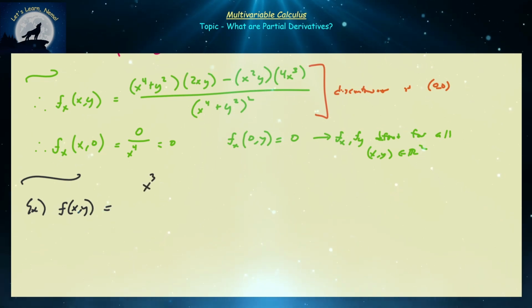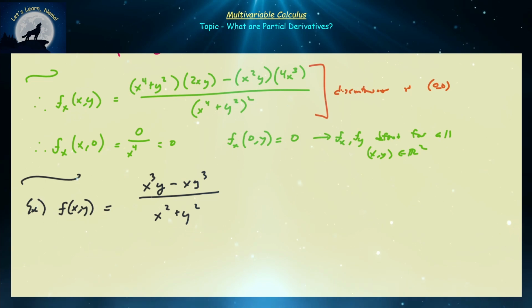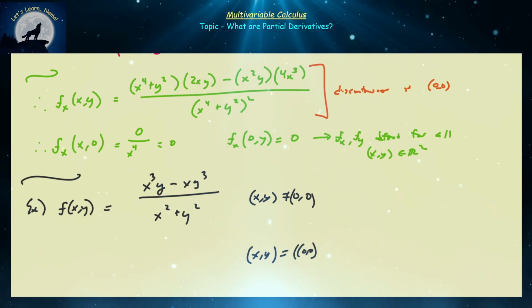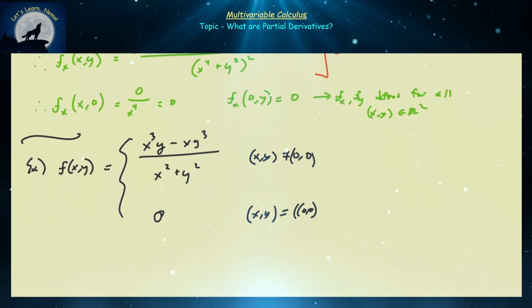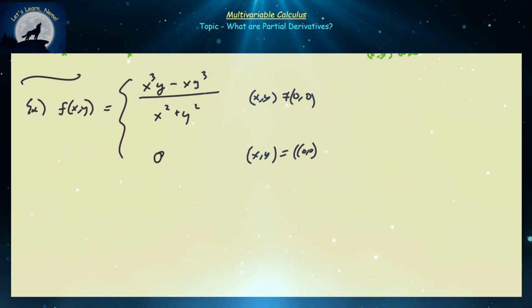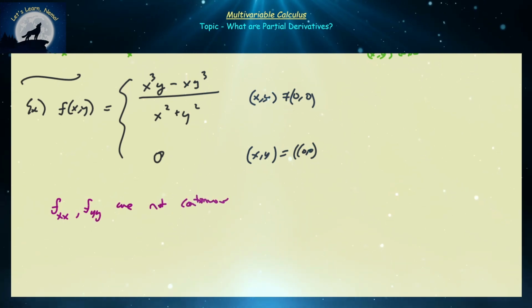Another example that I find quite interesting is the following. f(x, y) defined to be equal to (x cubed y minus x y cubed) all over x squared plus y squared, defined on the points where (x, y) is not equal to 0, 0, and 0 when it does. Right. So again, we have this piecewise defined function. One thing you should be able to show is that if we look at fxx and fyy, they are not continuous at 0, 0. Right, so that's the first thing that you should be able to verify.